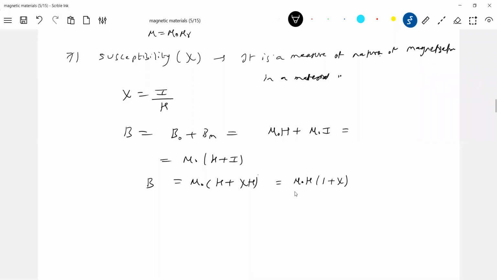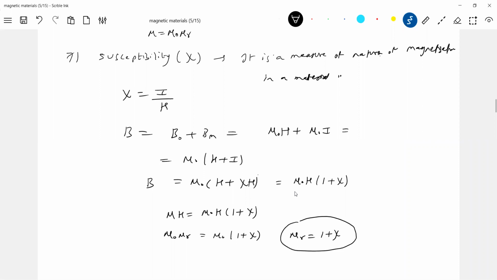1 plus chi. What is this? There's a net field, no? This net field is due to what? Because of the material medium. So this will become mu H is equal to mu naught H, 1 plus chi. What is mu? Mu naught mu R. H will get eliminated. So what is mu R? 1 plus chi. There's a relation between the relative permeability and the susceptibility. I think it's a very fundamental thing. This is what you have to remember. Nothing big.